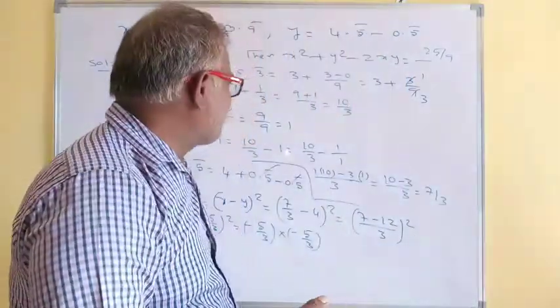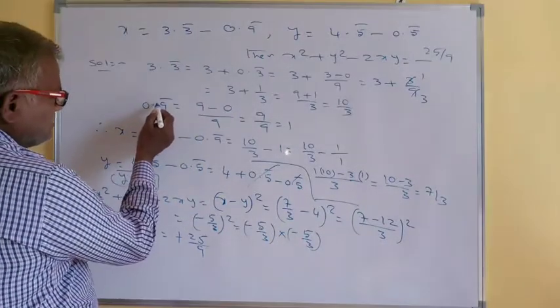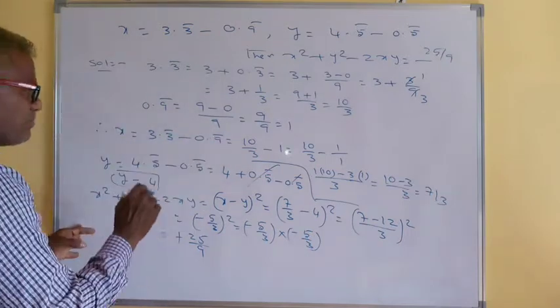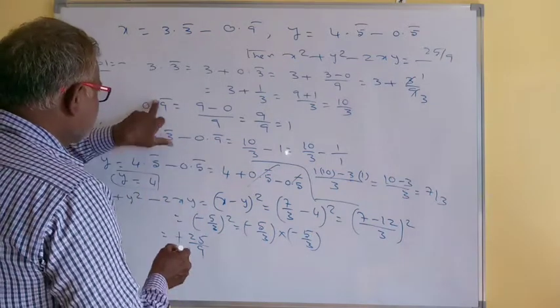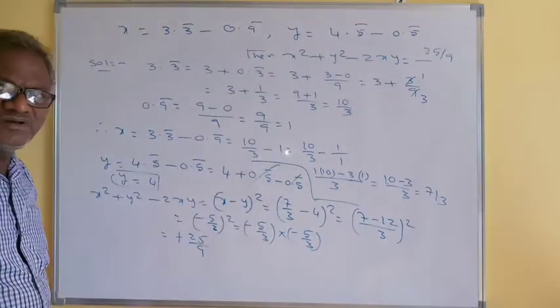Without non-repeating part means just leave it. Here you see no digit in the non-repeating part. That's why no need to put 0 here. If at all any possibility is there, suppose 1 is there, you should put 0. Okay. So this is the way to do.